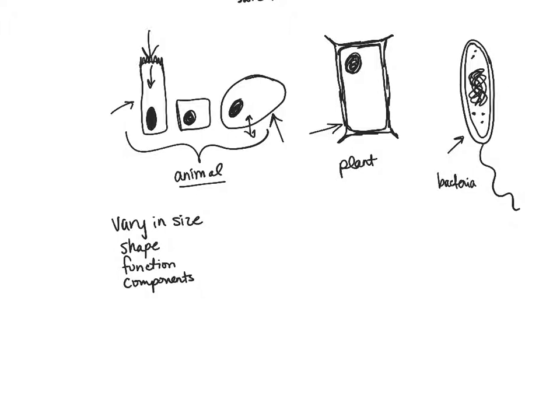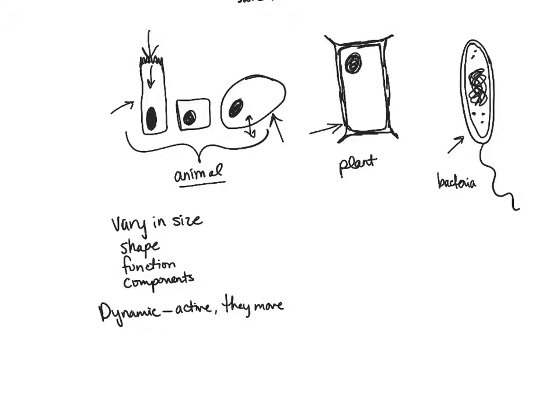So also cells are very dynamic, meaning that they're active. They're very active. They have lots of cell processes that are happening. They can move. Many of them can move. So a bacteria clearly can move. It has this tail on there that allows it to move around. We also have cells in our body that are able to move around.